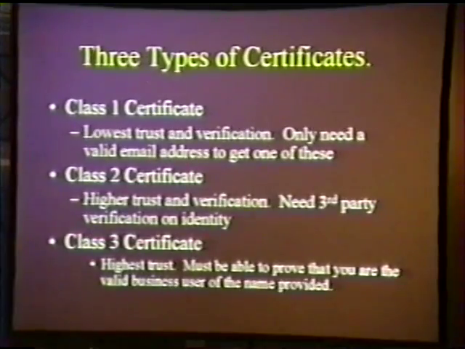A Class 2 cert is a higher trust and verification cert. You actually need a third party to verify that you are who you say you are. And a Class 3 cert is the highest trust. I'm not sure if the VeriSign person's in here today, but she was telling me that this is very rarely handed out. You have to prove you exist with Dun and Bradstreet and prove that you are the corporation you say you are, and it's a really tough cert to actually get.